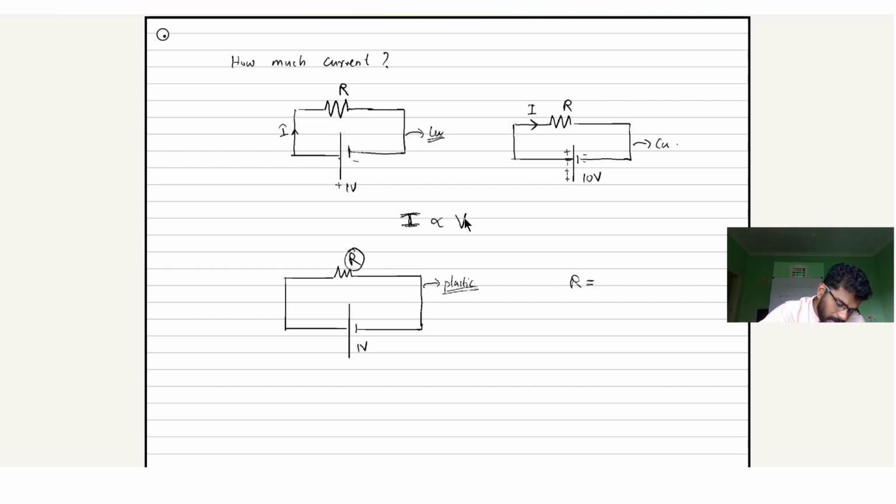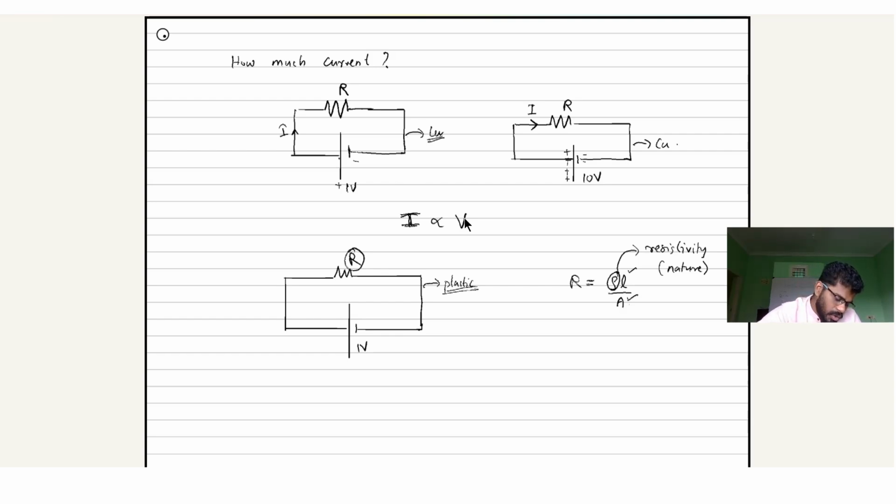Resistance is given by rho L by A, where L is the length of the conductor and A is the area of cross section. Assuming length and area are the same, it also depends on rho. Rho is known as resistivity, which depends on the nature of the material. That means the resistance depends on how many free electrons are in the material, provided the dimensions are the same. If I take copper and plastic, the major difference is the amount of free electrons in the conductor. Copper has a lot of free electrons, so the current will be more. Plastic has fewer free electrons, so the current will be less.